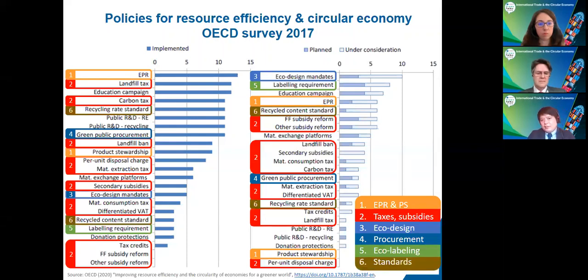And with these 6 broad categories, we see that there's a fair amount of coverage in terms of the circular economy and resource efficiency policies that are either implemented or under consideration. There are other policies such as education campaigns, public research and development, or material extraction, material exchange platforms, and these are all relevant for a circular economy transition. However, they appear possibly less relevant for trade and not covered in this report.